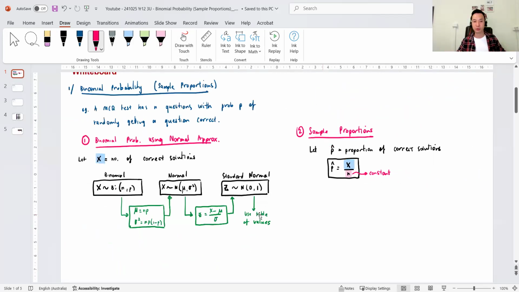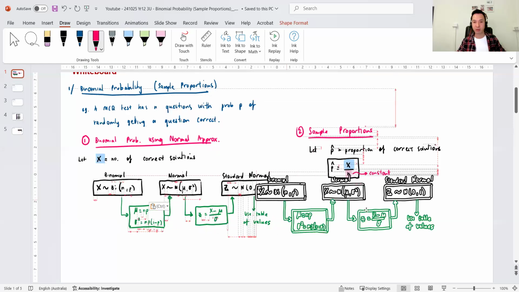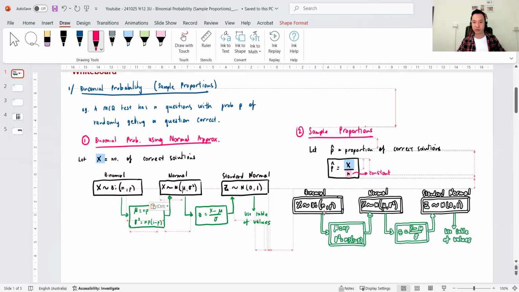Now, what I'm going to do is get the same sort of diagram here, and I'll show you the only points of difference.